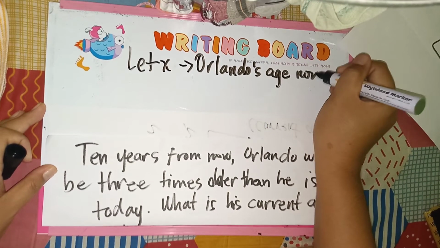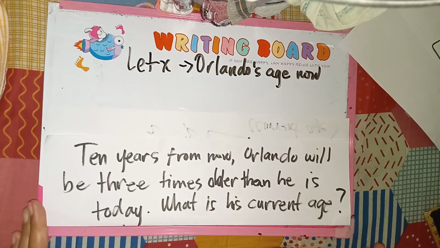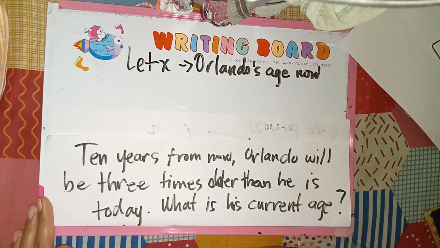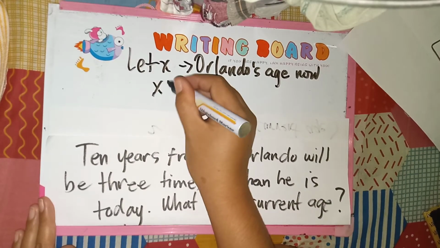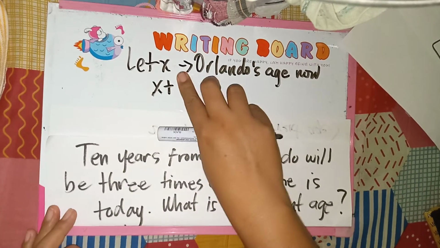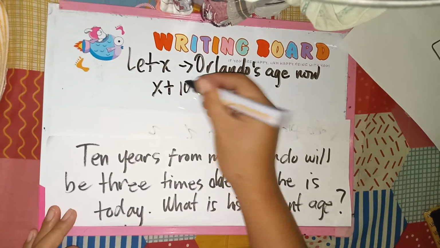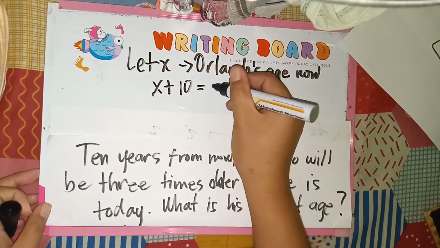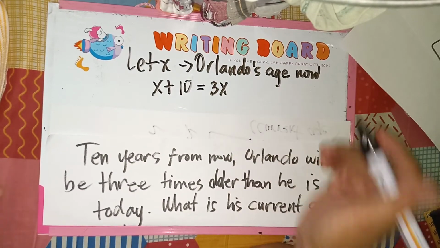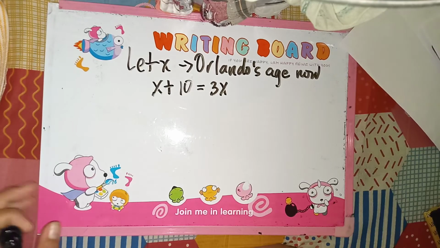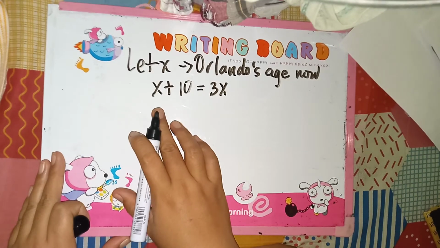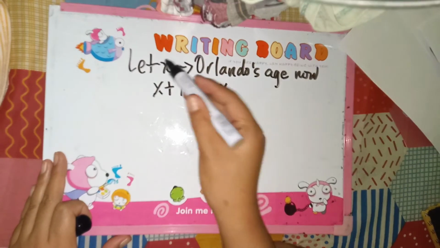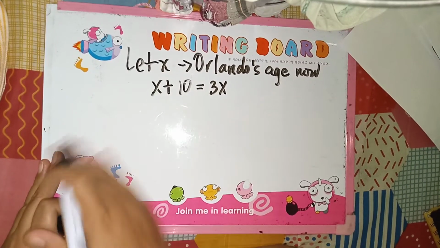Tapos, sabi niya 10 years from now. So, ibig sabihin, magkakaroon siya ng, so, 10 years from now, x plus 10. So, 10 years from now, ano yung magiging age niya? Magiging 3 times daw ng age niya ngayon. So, we have this. He is 3 times as old as he is today. Tama? So, we are going to use that.